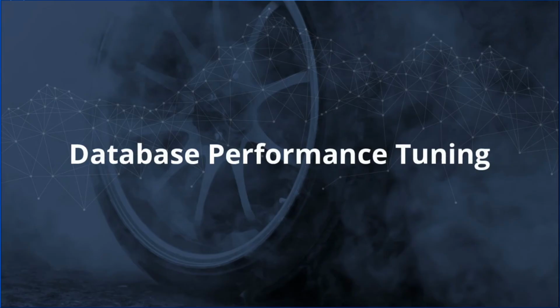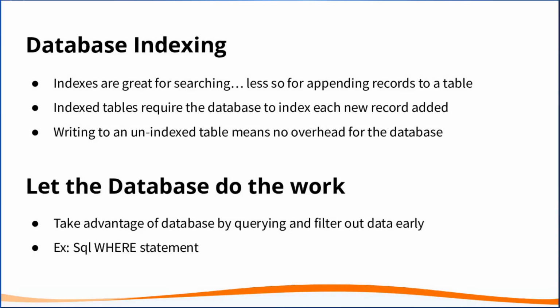Next, we'll be looking at how we can use the database to our advantage to do some database performance tuning. With databases, you might have indexes set up, which are great for searching, but less so for adding new records to your table. Index tables require the database to index each new record, which in turn slows down the database and its processes. So if we're writing to an index table in a database, then we can expect that workspace to maybe run a bit slower when writing those records to the table.